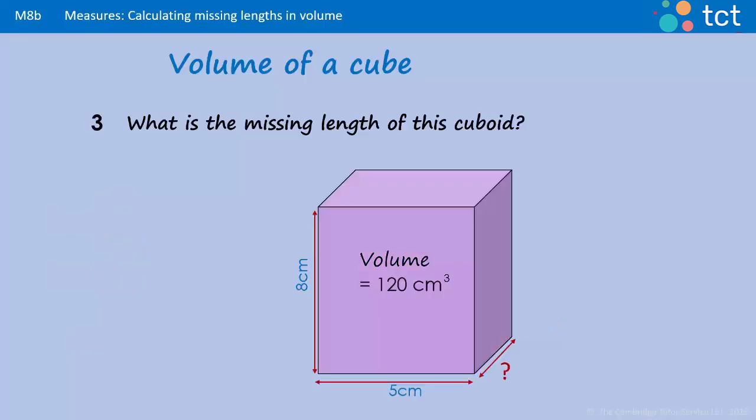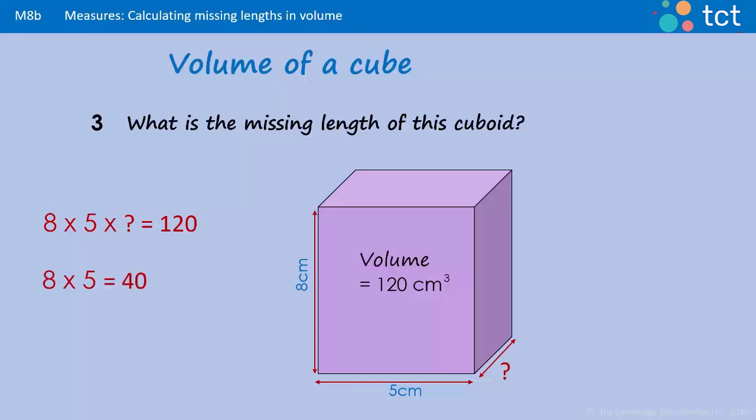And here's a similar one for you to try. What is the missing depth of this cuboid if the volume is 120 centimetres cubed and we have a height of 8 and a width of 5? Pause the video, have a go. We know the volume is 120 and is 8 centimetres high and 5 centimetres wide. This tells us that 8 times 5 times the missing number will take us to 120.